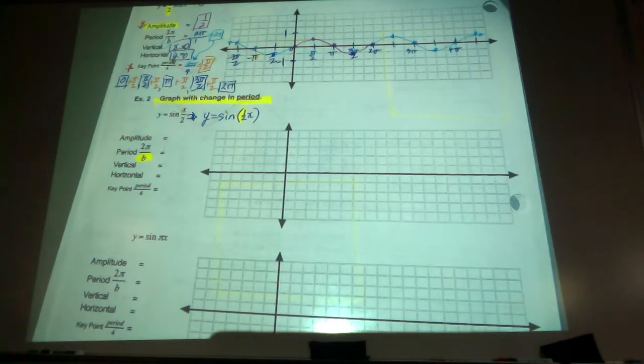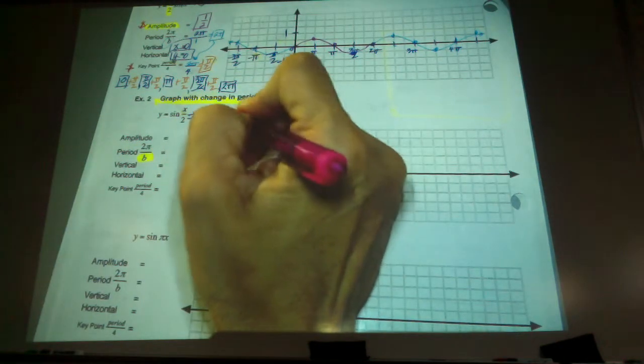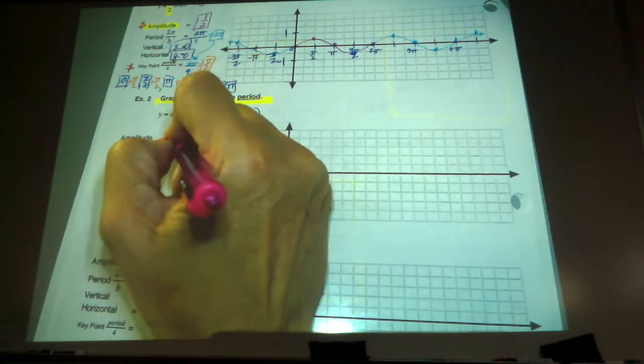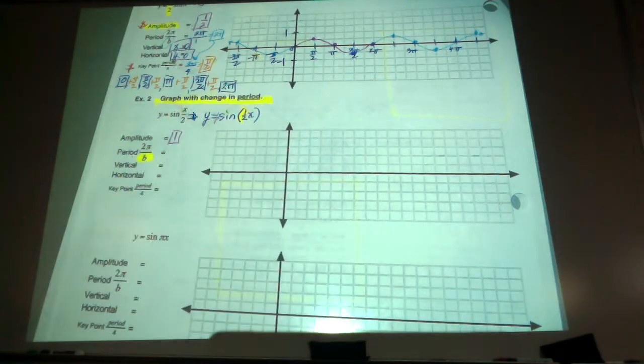So this right here, my coefficient, is b, and b affects that period. Notice that we don't have anything affecting amplitude. What is our amplitude? I have nothing but 1 in front of sine, so my amplitude is the normal 1.